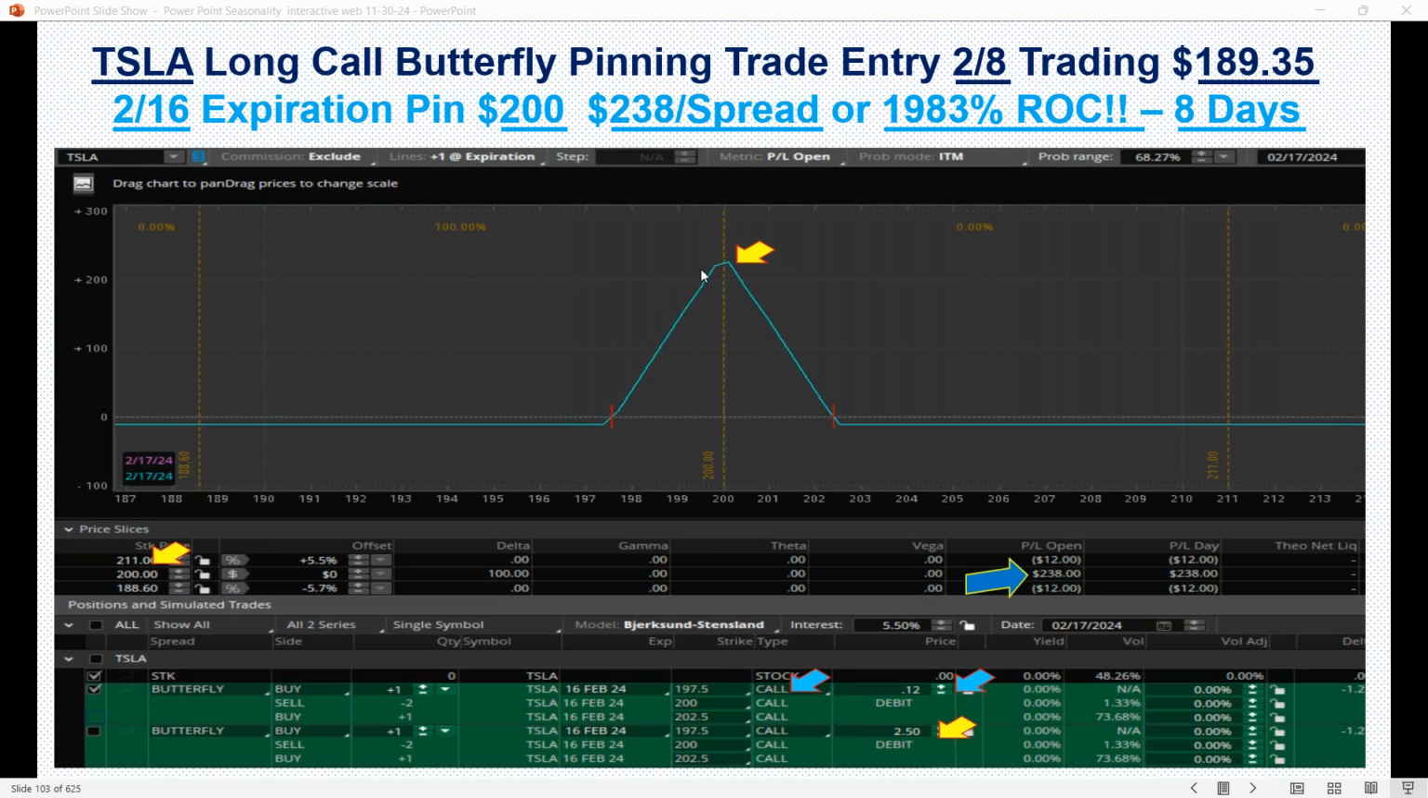Now what we do, we scale out. I mean, we don't keep the whole trade for the last day, but here's where it was, right there at expiration, right at 200, amazing. Okay, so it's up 238, 250, 1,983% return. And again, though we're scaling out, that's where it closed.